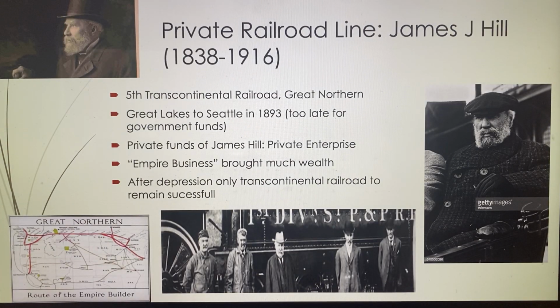Then came the private railroad lines. James J. Hill became one of the richest men in America at this time. He lived from 1838 to 1916, and he built the fifth transcontinental railroad, called the Great Northern. The Great Northern went through the areas of the Great Lakes to Seattle in 1893. At this time, it was too late for government funds, so he ended up buying it and putting it through as his private endeavor.